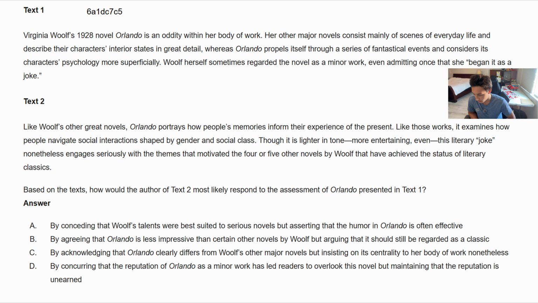By acknowledging that Orlando clearly differs from Woolf's other major novels, but insisting on its centrality to her body of work nonetheless. Yeah, exactly. Text 2 wouldn't say that it's an oddity like text 1 would. It isn't unique and there are similar works to it, is what it's saying. So that's different than text 1, which is saying that Orlando is an oddity. By concurring that the reputation of Orlando as a minor work has led readers to overlook this novel, but maintaining that the reputation is unearned. We're not concurring that it's a minor work. We're categorizing it with novels that are literary classics or major novels. So C is the best answer in this question.